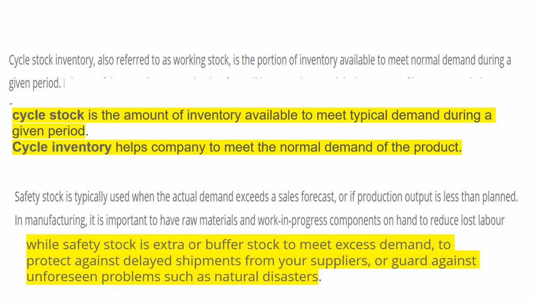The cycle inventory is the amount of inventory available to meet the typical demand during a given period, which helps a company meet the normal demand for the product. Next comes safety inventory, which is an extra buffer stock to meet excess demand, to protect against delayed shipments from the supplier, or to guard against unforeseen problems such as natural disasters.